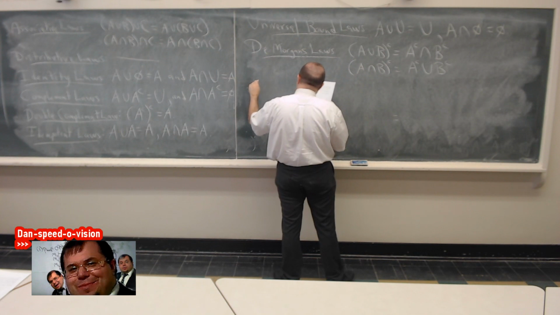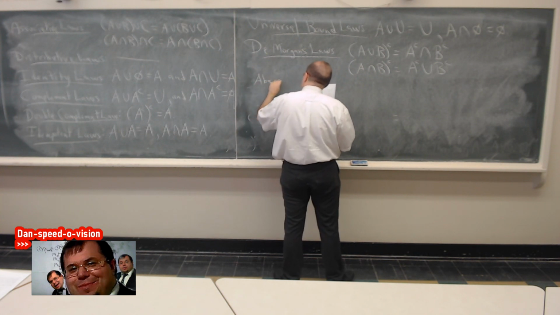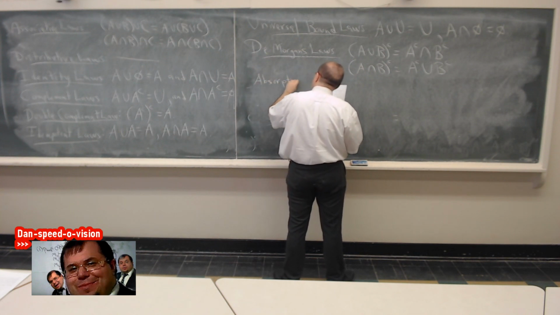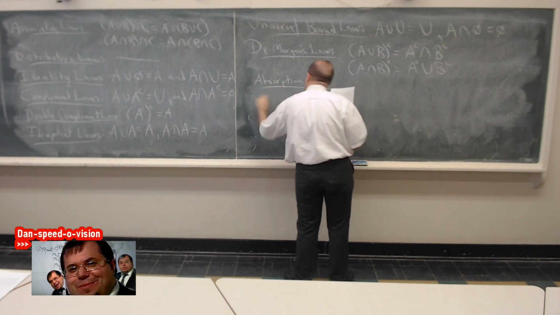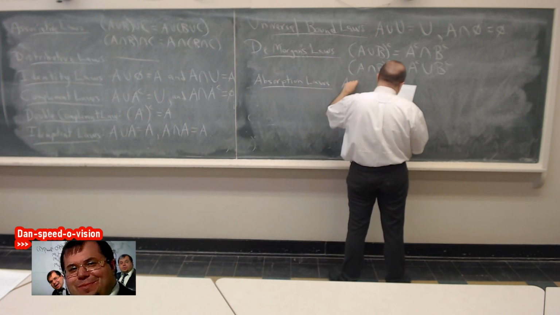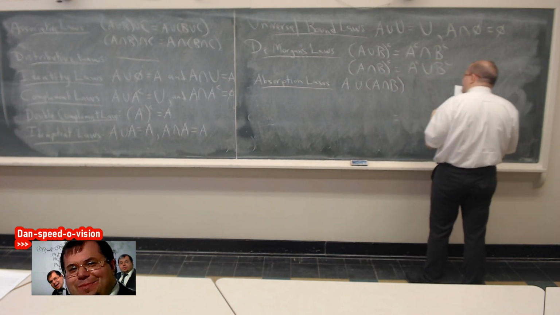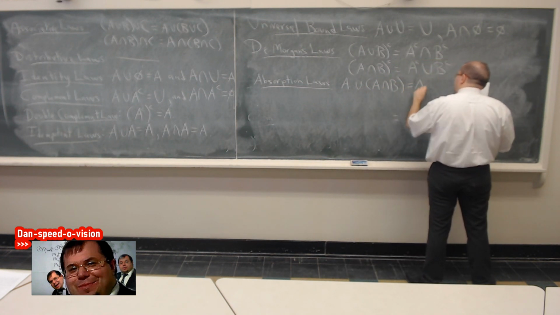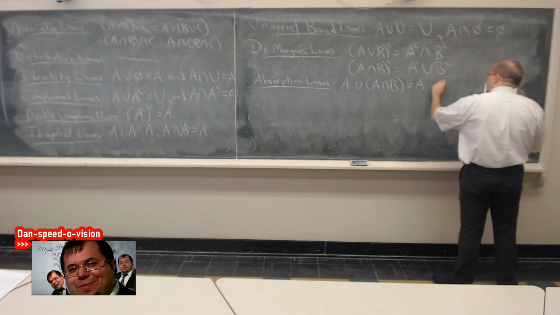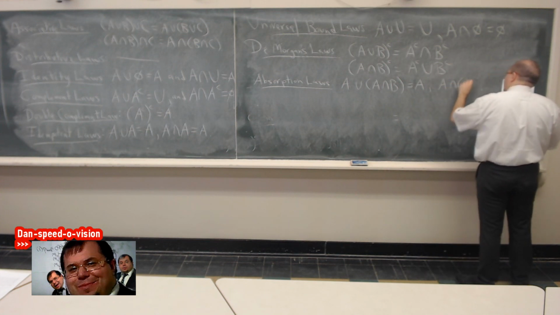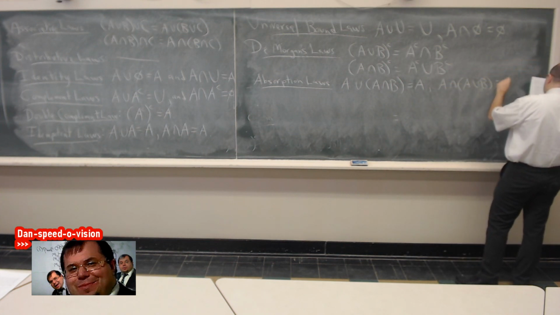There are three more I'm just going to quickly jot down. The absorption laws. Okay, if I have A union (A intersect B), with A intersect B in parentheses, this equals A. Likewise, A intersect (A union B) is equal to A.